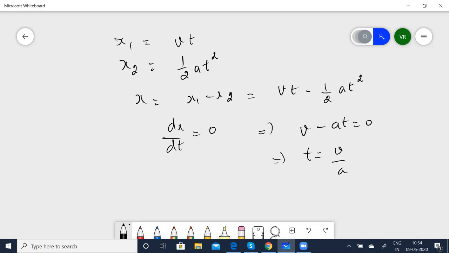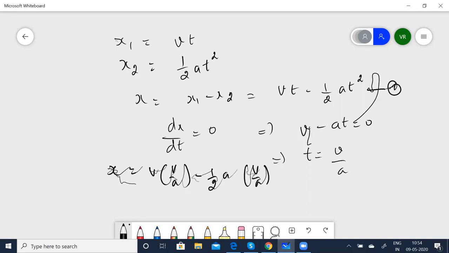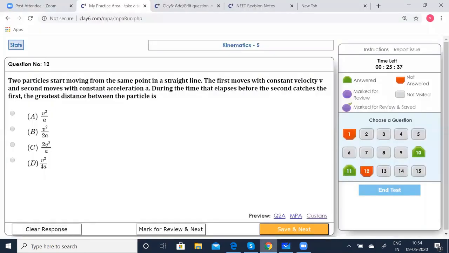Now substitute t in this equation. In the place of t, we substitute v/a. So you get x = v into v/a minus half a into (v/a) whole squared. That simplifies to v squared by 2a. From this we can see which option is correct: v squared by 2a. B is the correct option. So click that, go to the next.